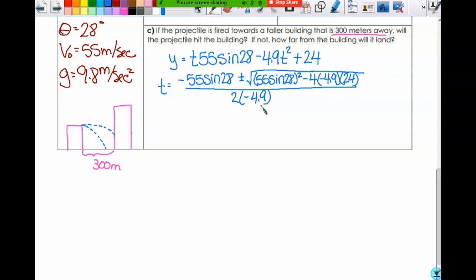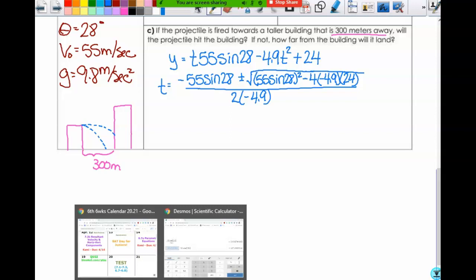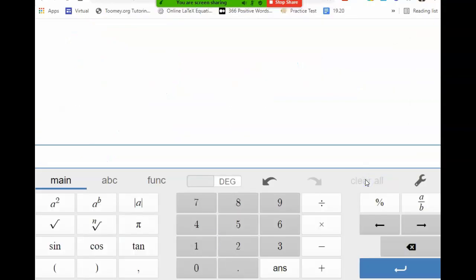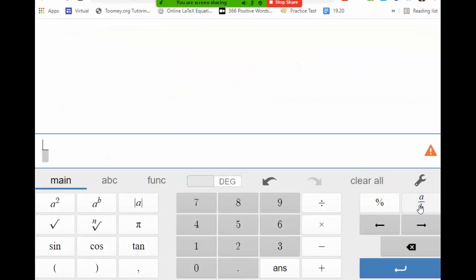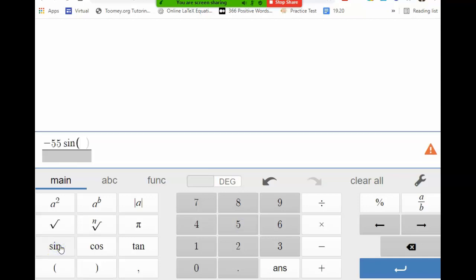So when I do that, I'm going to be smart about this in my calculator too. So I'm going to go to my calculator. I'm going to clear off everything I have. And I want it to start as a fraction because it's a big old fraction. So I'm going to have my negative b. So that's negative 55 times the sine of 28. Close my parentheses. Then I have plus or minus. I'm going to start with the minus.